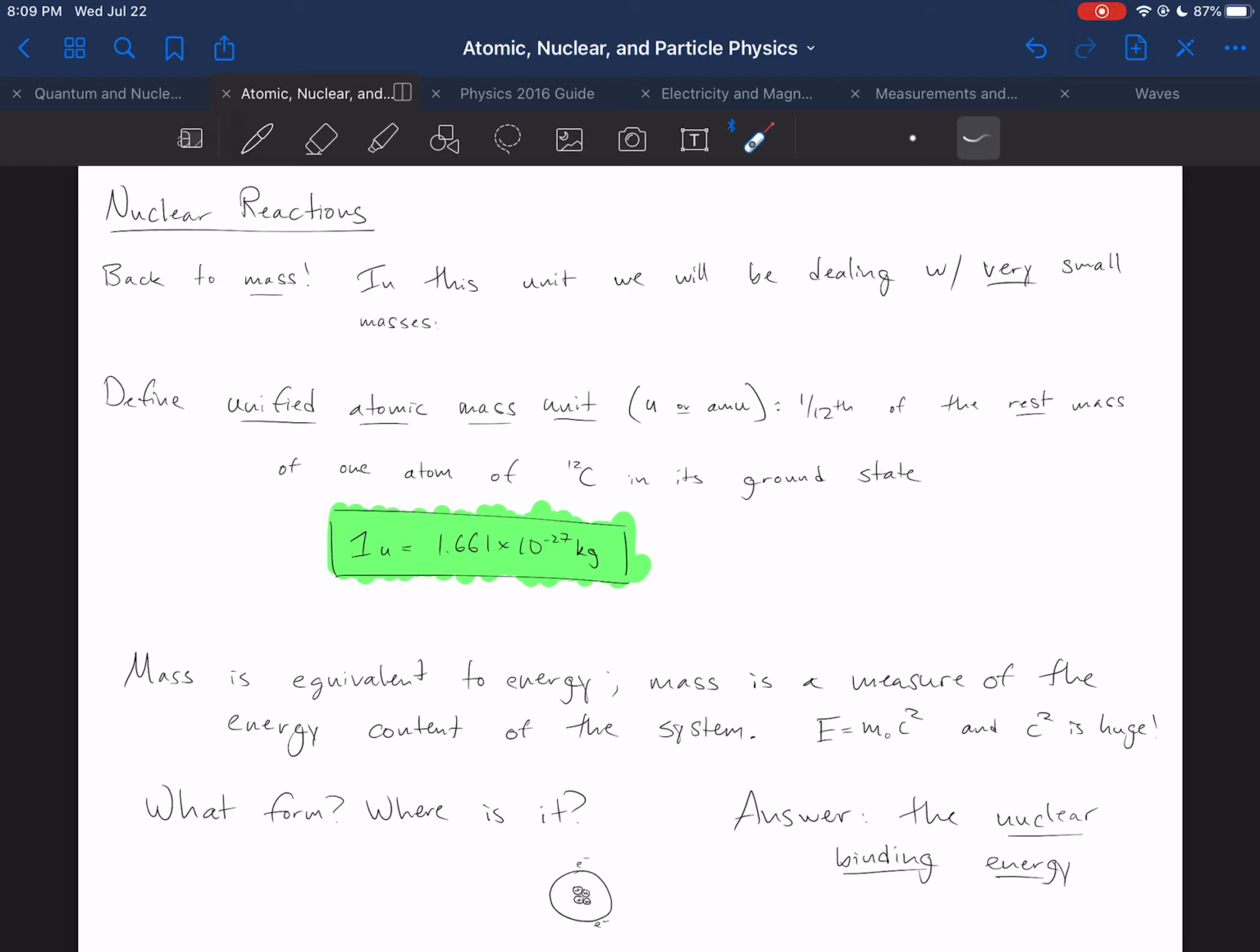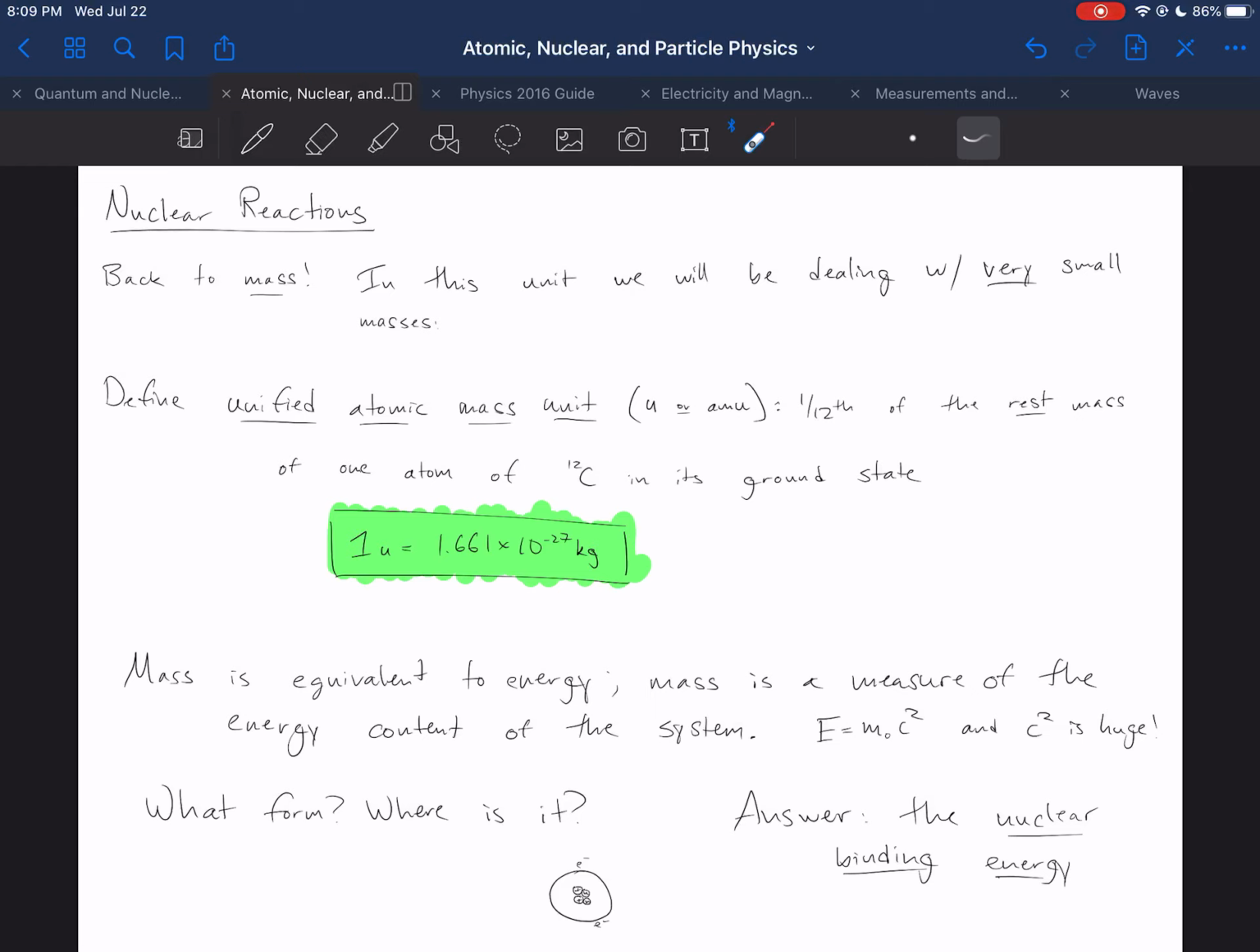Now remember, mass is equivalent to energy, and mass is a measure of the energy content of the system. E equals m naught c squared, and c squared is huge. So we can ask, what form? That is, where is it exactly? If we're going to say that the mass is equivalent to the energy, you have to be a little more specific. What type of energy? Is it kinetic? Is it thermal? Have we somehow missed it? And the answer is, well, we have missed it, actually.